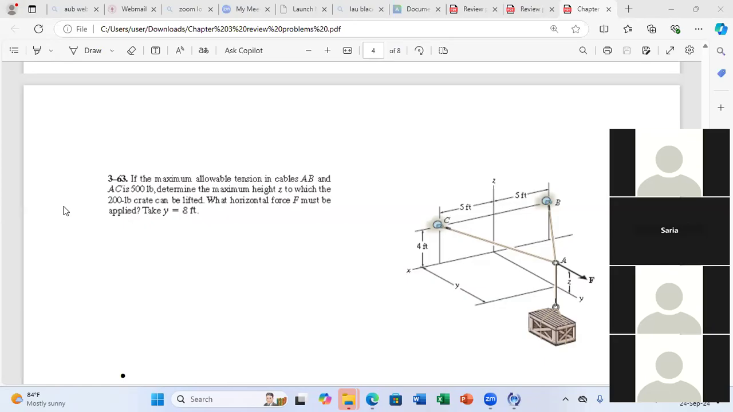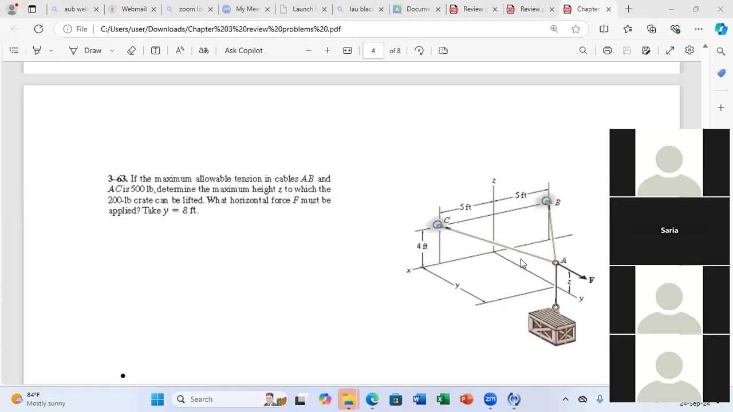But when you write the equation, sum of x equals 0, you will prove that TAB equals TAC. Because for F, no component along X, for the weight, no component along X, you only have TABX and TACX. And since you have the same angle with X, but in opposite directions, they will cancel out. So you will deduce from sum of X equals 0 that the TAB magnitude equals TAC.